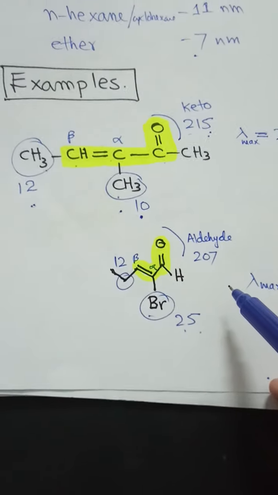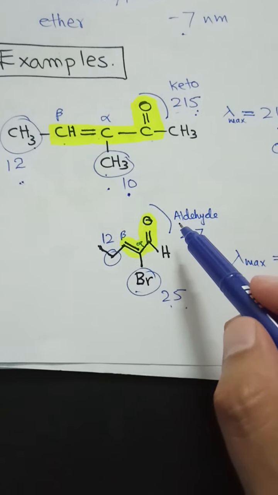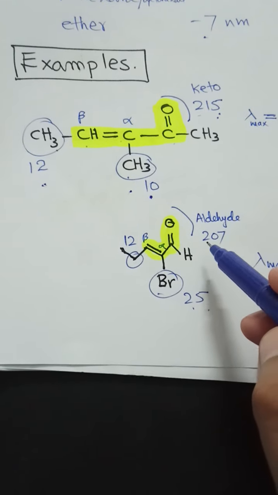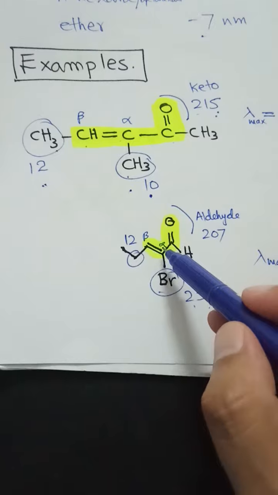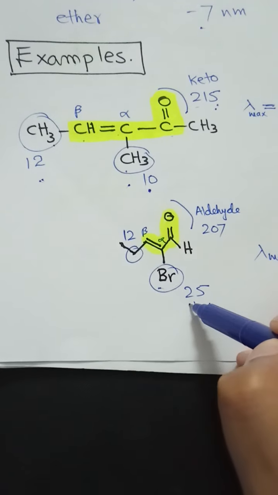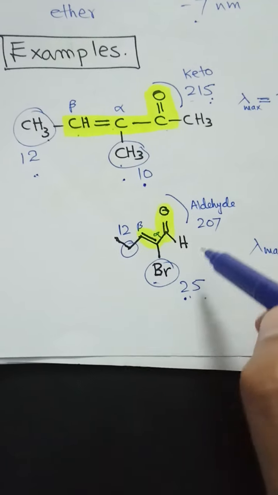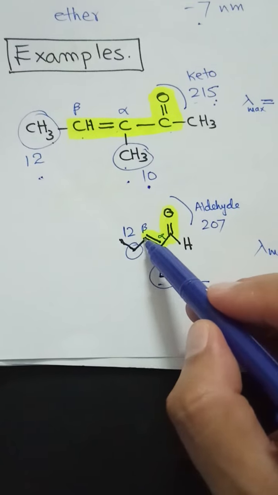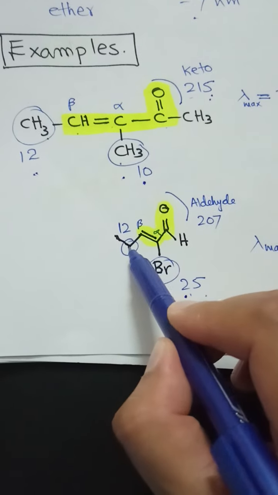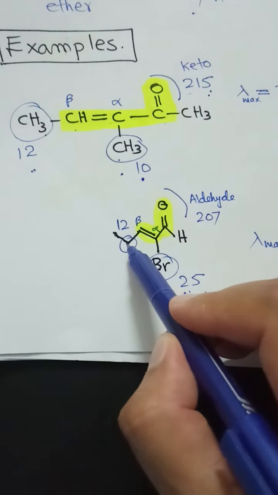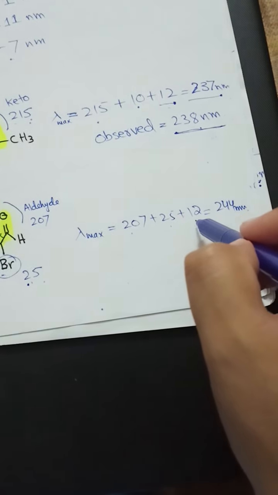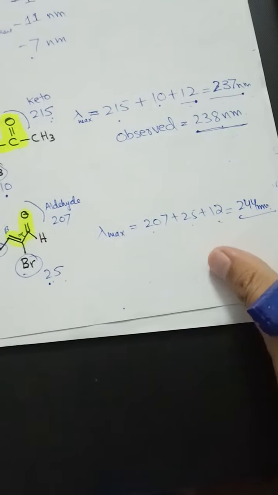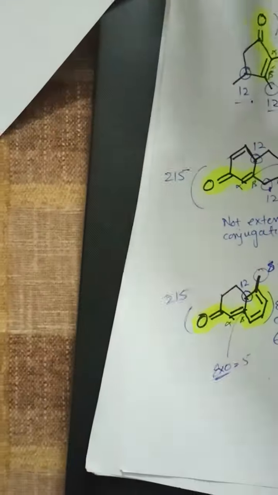Similarly, in another compound we have an aldehyde group, and this aldehyde group gives a base value of 207 nanometer. At alpha position there is bromine which gives 25 nanometer addition to this base value, and at beta position this alkyl group gives 12 nanometer addition. So by adding these values, 207 plus 25 plus 12, it will give 244 nanometer of the lambda max.